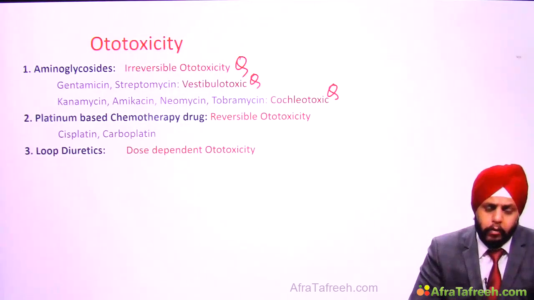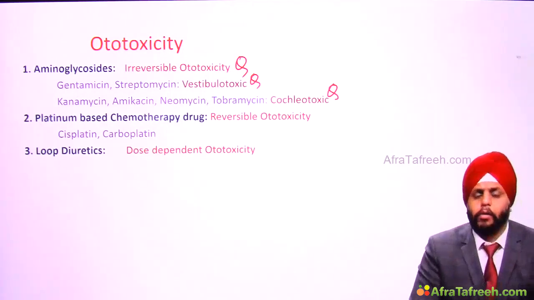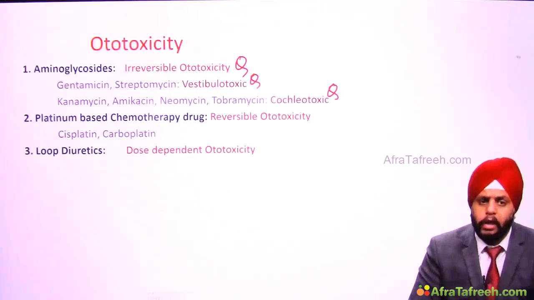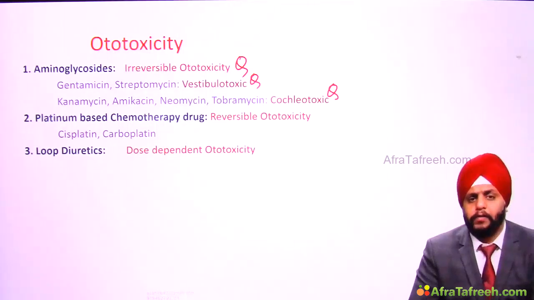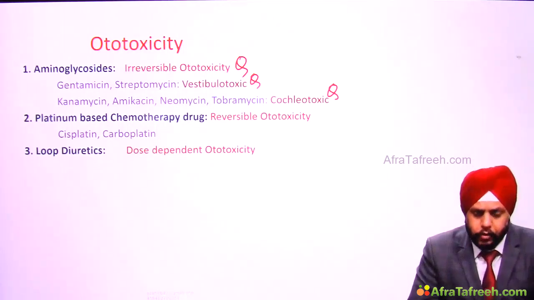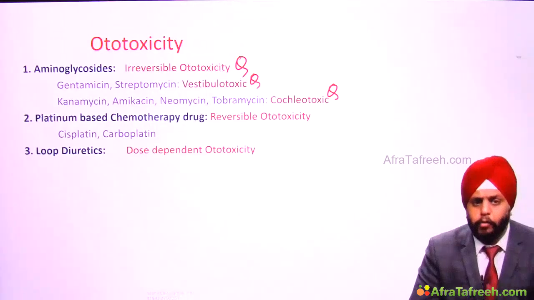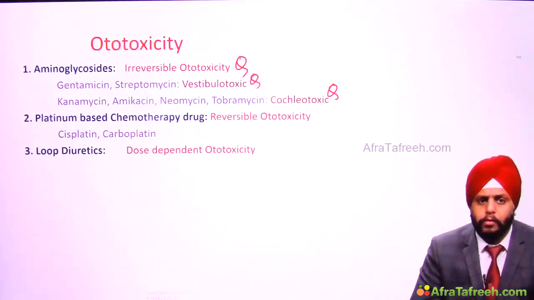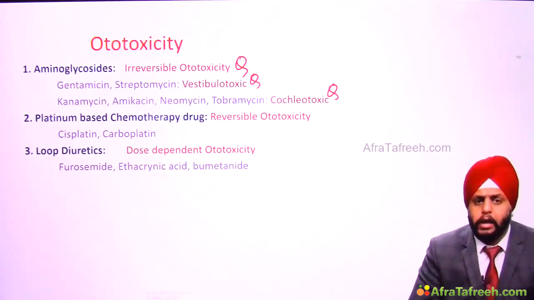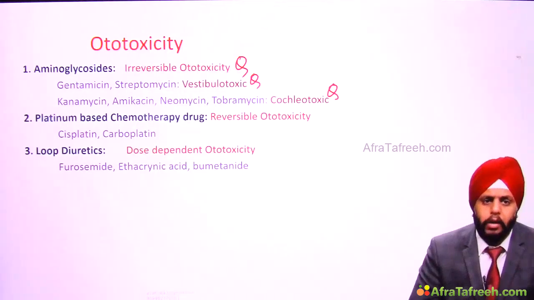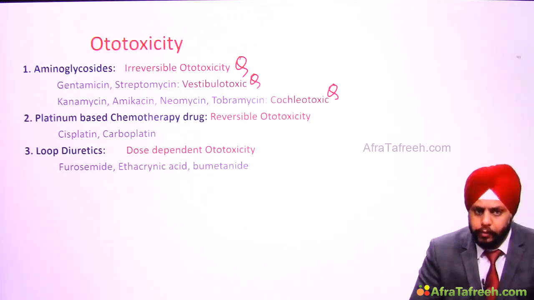Now, loop diuretics cause dose-dependent ototoxicity. Dose-dependent means at 20 milligram, for example, furosemide will not be ototoxic. At 200 milligram, it will be severely ototoxic. Most drugs generally have dose-dependent toxicities. So loop diuretics, for example furosemide, ethacrynic acid, bumetanide, all have dose-dependent ototoxicity.